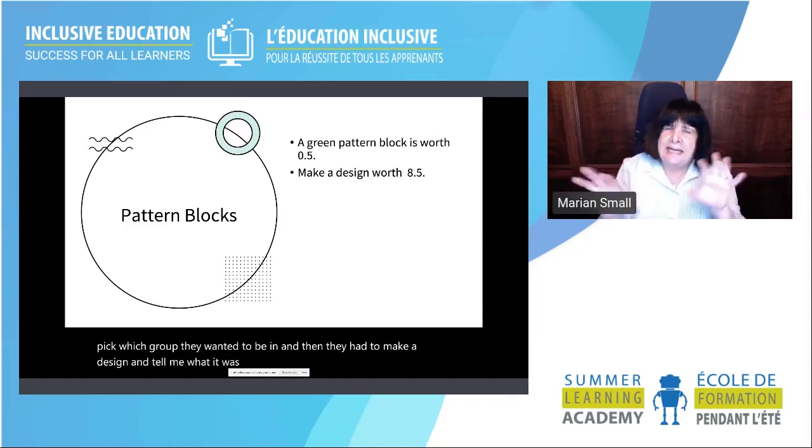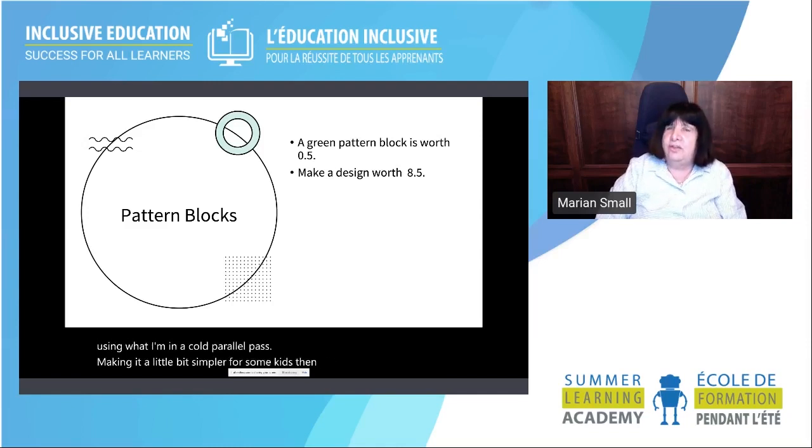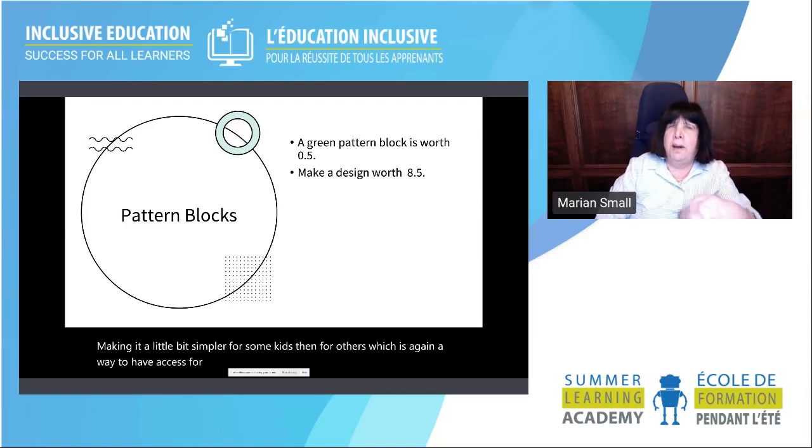So I laid out different challenges by using what I'm going to call parallel tests, making it a little bit simpler for some kids than for others, which is, again, a way to have access for all students, but a challenge for students who seek more challenge.